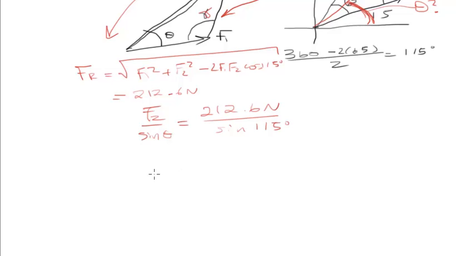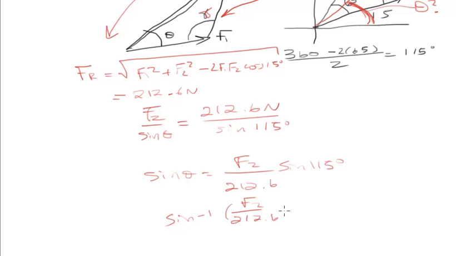And I actually think I made a mistake on this in class as well. But we can say that sine theta is equal to F2 over 212.6, bring this over, bring this down, bring this up, times the sine of 115 degrees. And then so we can just say sine inverse of F2 over 212.6 times the sine of 115 degrees is equal to theta. And that's how we get to the answer. So hopefully this has been a little bit useful and it might help you with your homework.